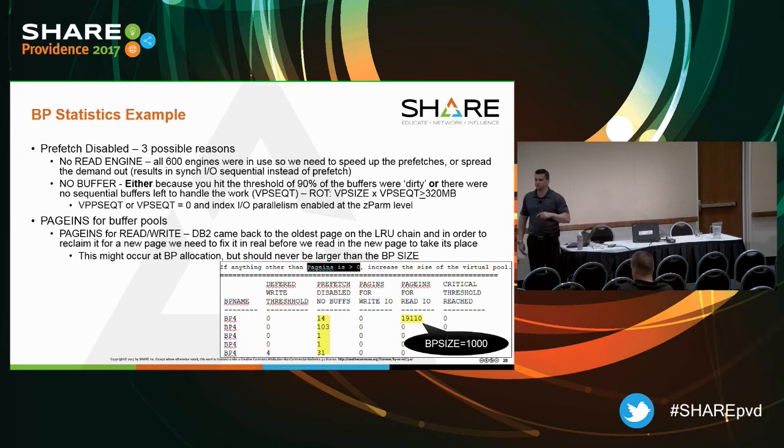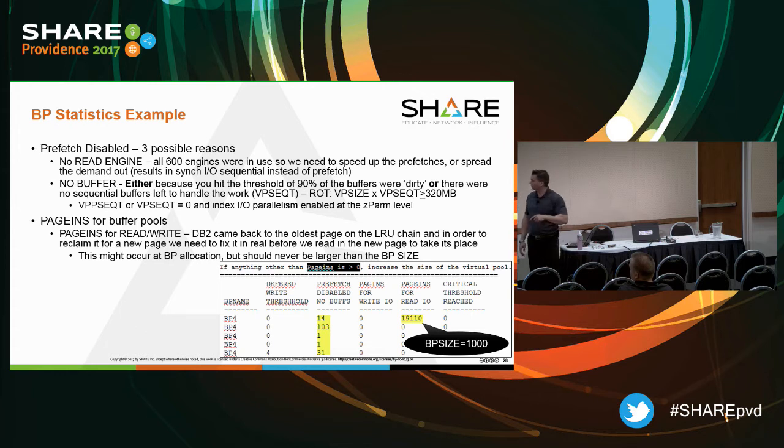One is no read engines. So you might be degraded not because of the buffer pool size, but because all 600 engines are in use by somebody else. There's only 600 per DB2. Another is no buffer. So you've made VP sequential or VPP sequential small enough that we wanted to use these pages for sequential pages, for prefetch, and there weren't enough, so we couldn't.